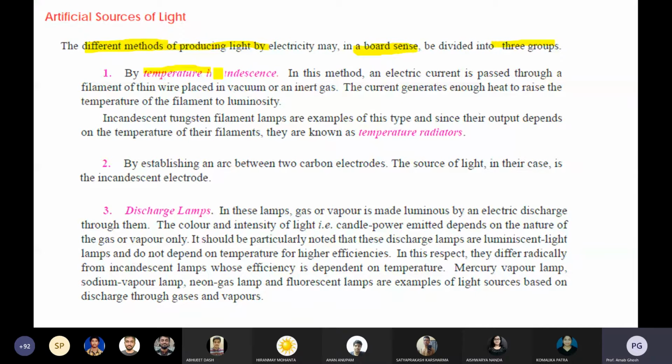In this method, the electric current is passed through a filament of thin wire placed in a vacuum or an inert gas. Why is vacuum not used? Instead of vacuum, we are using inert gas, otherwise the material of that incandescent lamp can be vaporized. That's why inert gas will be there. On earth, it is not possible to make that place a vacuum.